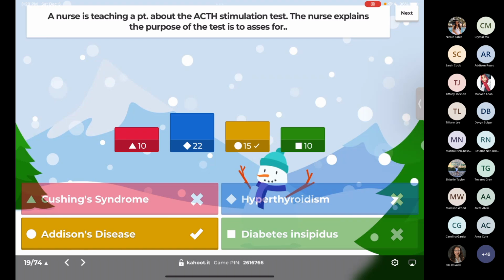Good job, guys. So our ACTH, that is our Addison's disease. That is our Addison's disease because remember, they're having hypo. So that's when we're trying to see if we give them any ACTH, if it will increase their levels.